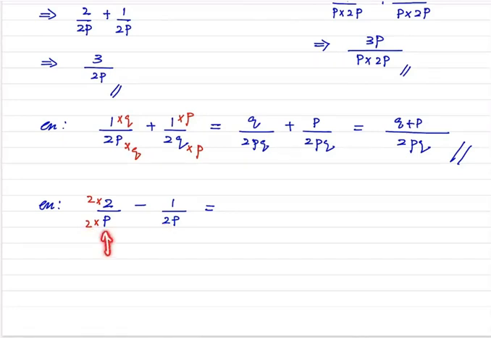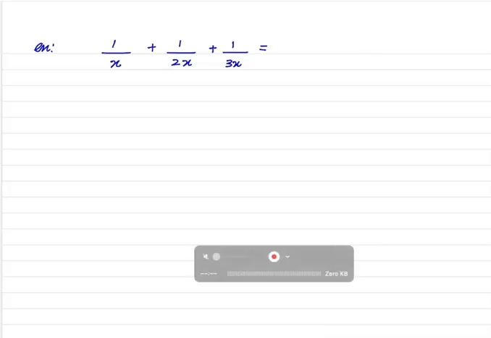Then letter to letter, letter to letter. They are matching, right? P to P, they are matching. So you don't have to do anything. So just write it. Here, 2 times 2 is 4, divided by 2P, minus 1 divided by 2P. Then you can see denominators are matching. Then you can put 2P here. Then 4 minus 1. What is 4 minus 1? Okay, so now here you have 1.